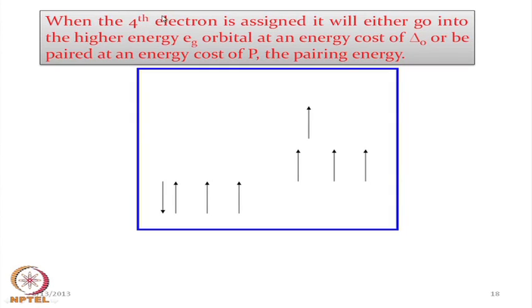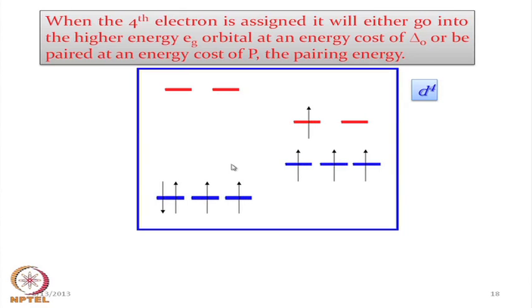So when we go for the fourth electron, what can happen? It can go either to the t2g level or the eg level at an extra energy cost of delta O, or be paired at the energy cost of P. So the balance is between delta O and P. So for the d4 situation, whether this electron will go up or will be paired over here will be dictated by the relative magnitude of delta O and P.